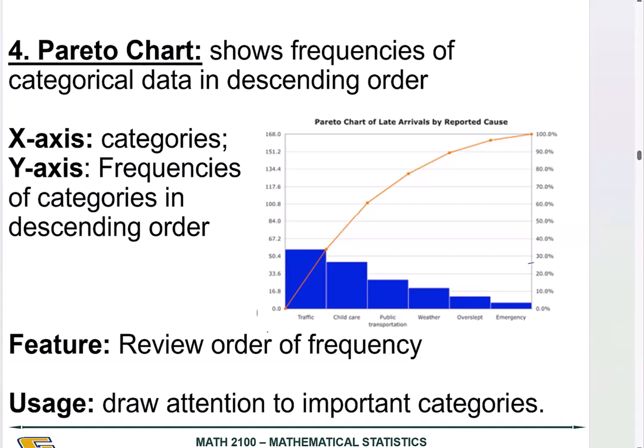And sometimes we also see this kind of line with dots, which basically helps to add up the cumulative percentage. So traffic is about 38, and with childcare, the two of them add up to this much, about 60 something. And then with public transportation, it adds up to 80%, right? So we can see that just the first three categories add up to about 80% of all the reasons people come late.